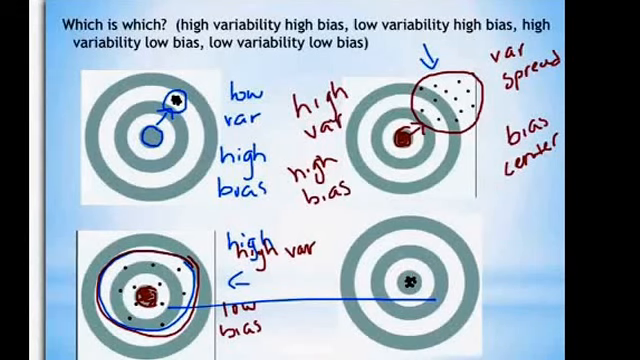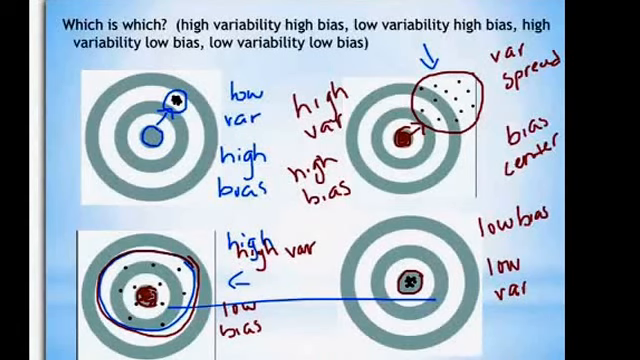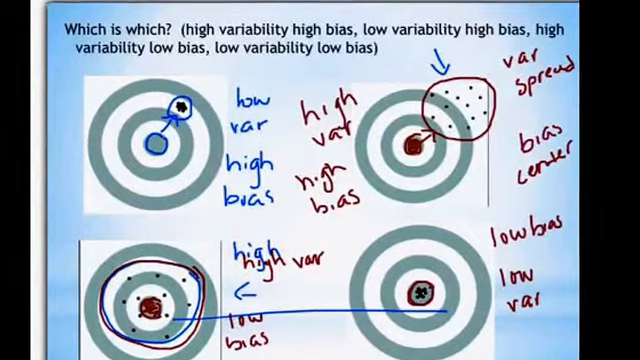And then the bottom right one, which is what we want to happen, right? If I was playing darts, I want all my data in the middle. When I'm throwing, I want to be consistently throwing in the middle. So I want low bias and I want low variability. That will tell me my parameter as closely as possible if all my data is centered around the same area.